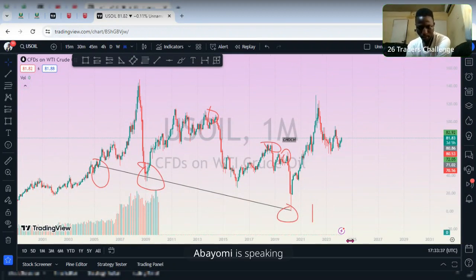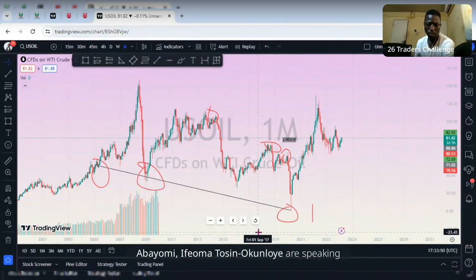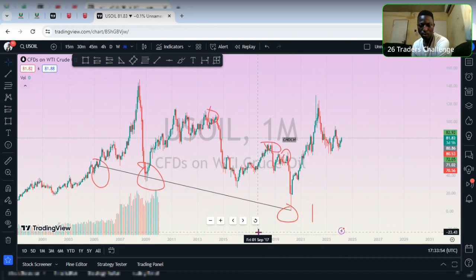The way the buyers bought the currency, the oil, made it break. There was a change of character at this red point. Which of the lower lows gave us a change of character? This last one, number 1. All right, correct. Thank you.